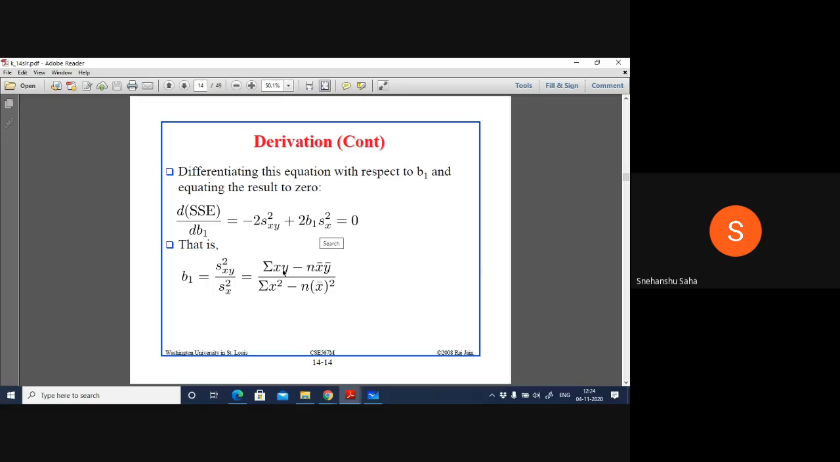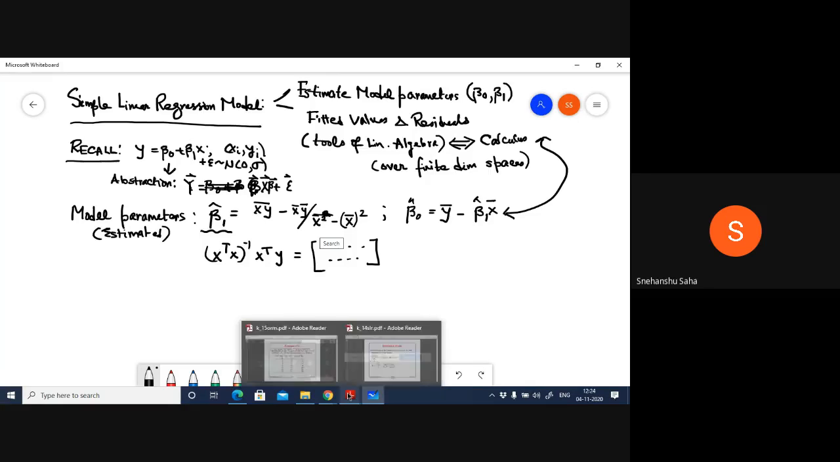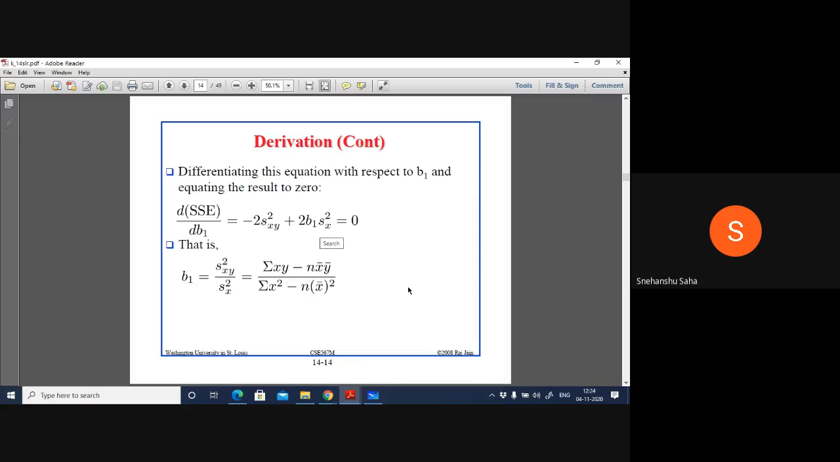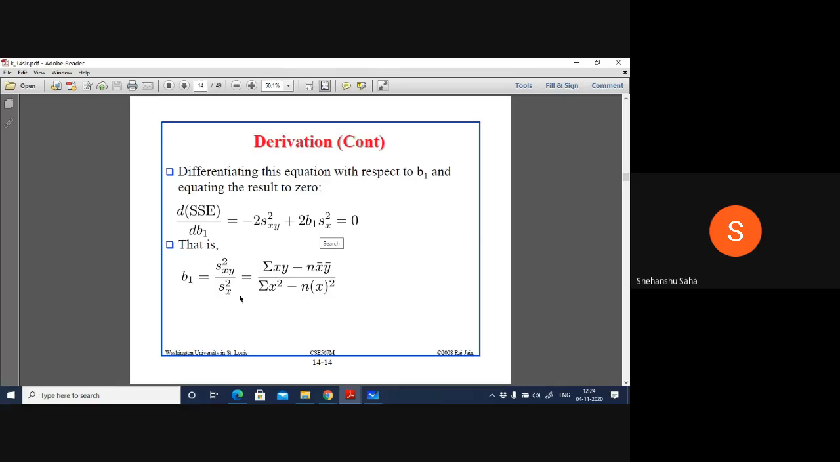Now you divide this by n throughout, and you get back this expression. That is the value of beta 1. All you need is b1. Once you know b1, how are you going to figure out B naught? B naught is just y bar minus B1 times x bar. So plug in the expression for B1 and simplify, and you are going to obtain the value of B naught.